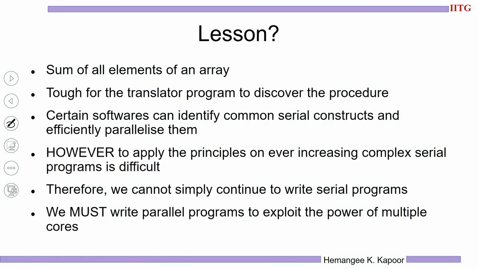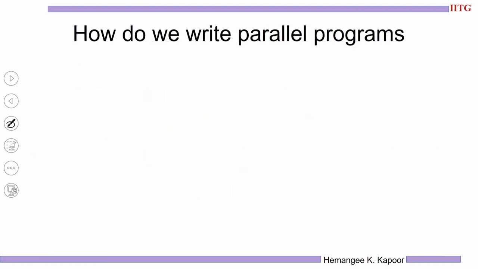So what lesson do we learn from this example? That is the sum of elements of an array. It is tough for a translator to discover the procedure. Okay? Certain software is able to identify the common serial constructs and parallelize them. However, with increasingly complex serial applications and programs, it is difficult to auto-translate or auto-divide these programs. So therefore, we cannot continue to write serial programs. We must write parallel programs to exploit the multiple cores.